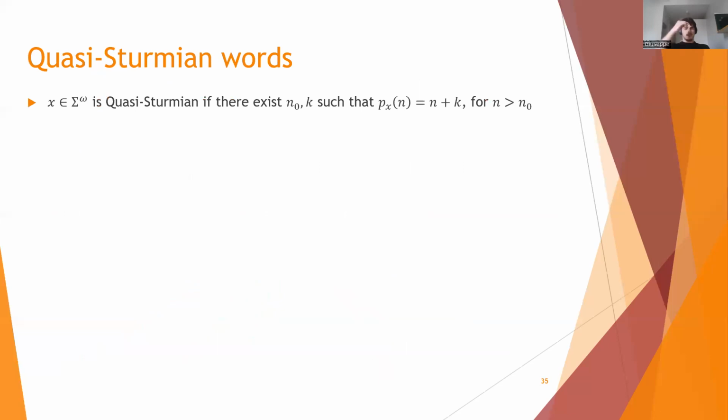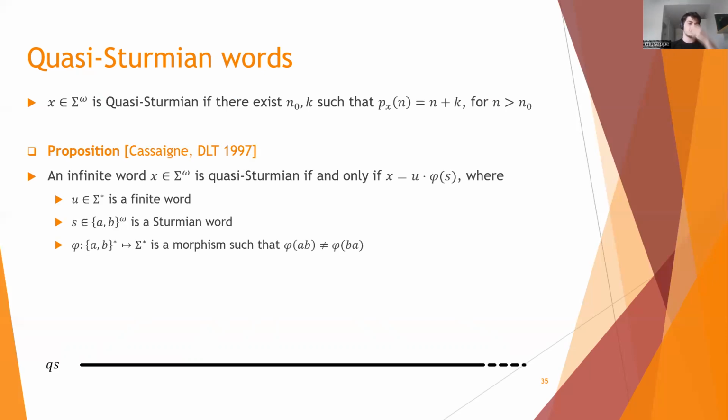So we'll use this to provide a new characterization for quasi-Sturmian words, where an infinite word X is quasi-Sturmian if there exist two integers n0 and k, such that the factor complexity function is always n plus k for all n greater than n0.